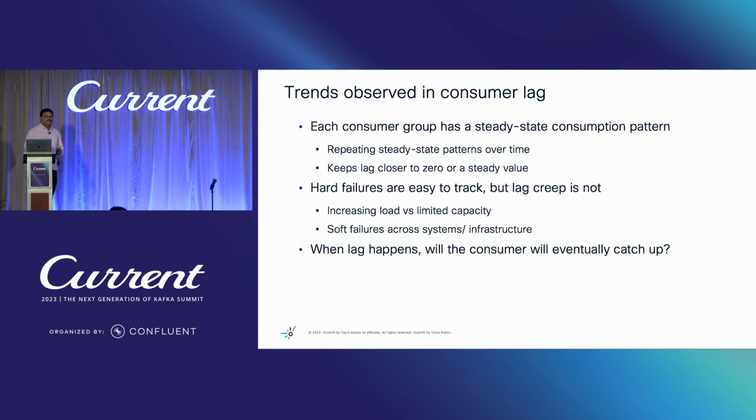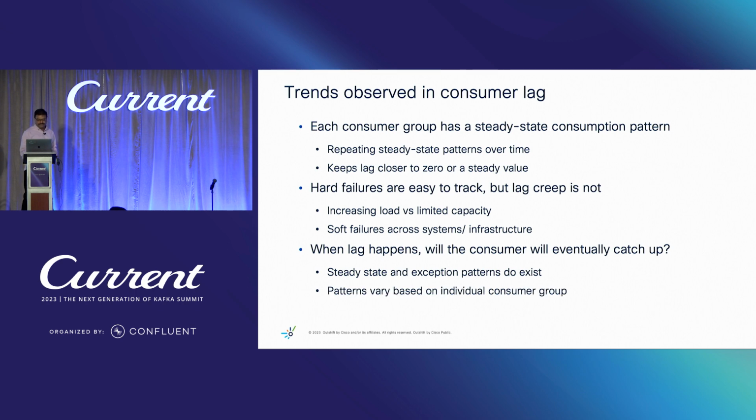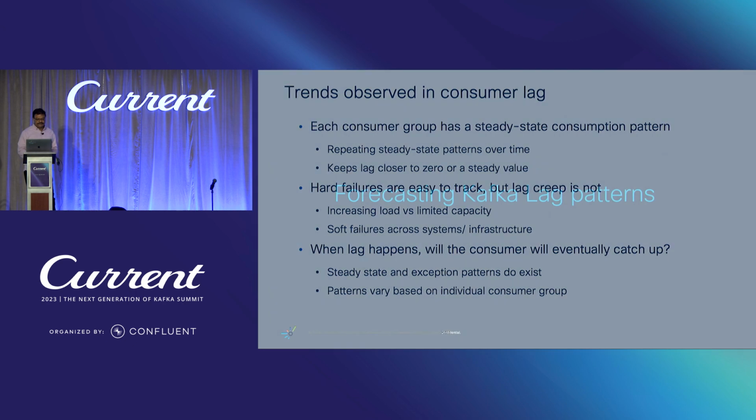And when lag happens, the biggest question is, will the consumer actually catch up? Are you going to catch up or are you not? I believe a lot of you would have been in a situation where you're looking at the lag happening and wondering, is it going to catch up or should I take action? That indeterminate state is where predictions are going to help. As we said, steady state and exception patterns do exist, which enables us to build machine learning models to take advantage of them. But the patterns do vary based on individual consumer groups. Each consumer group will have a unique pattern that we need to build our models against.